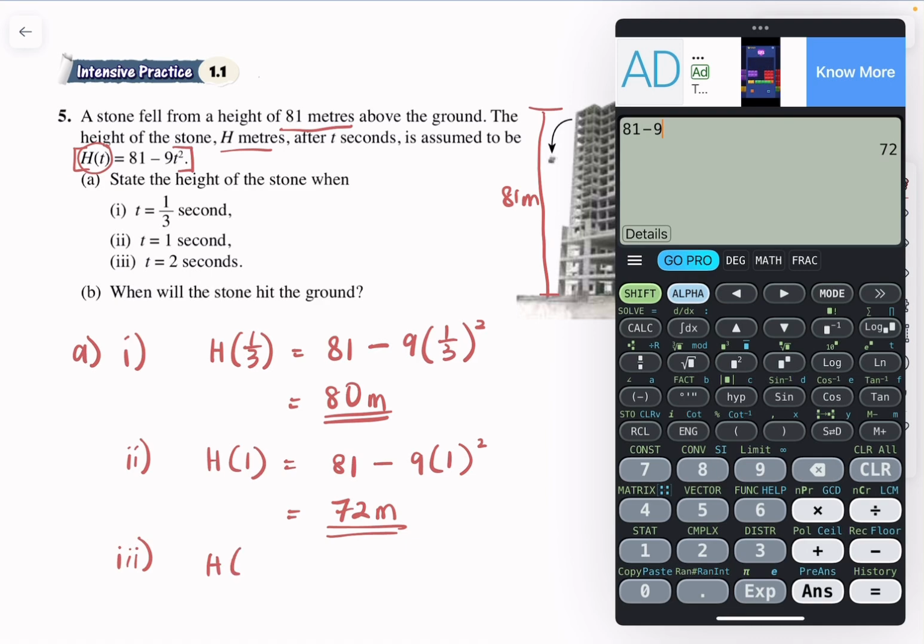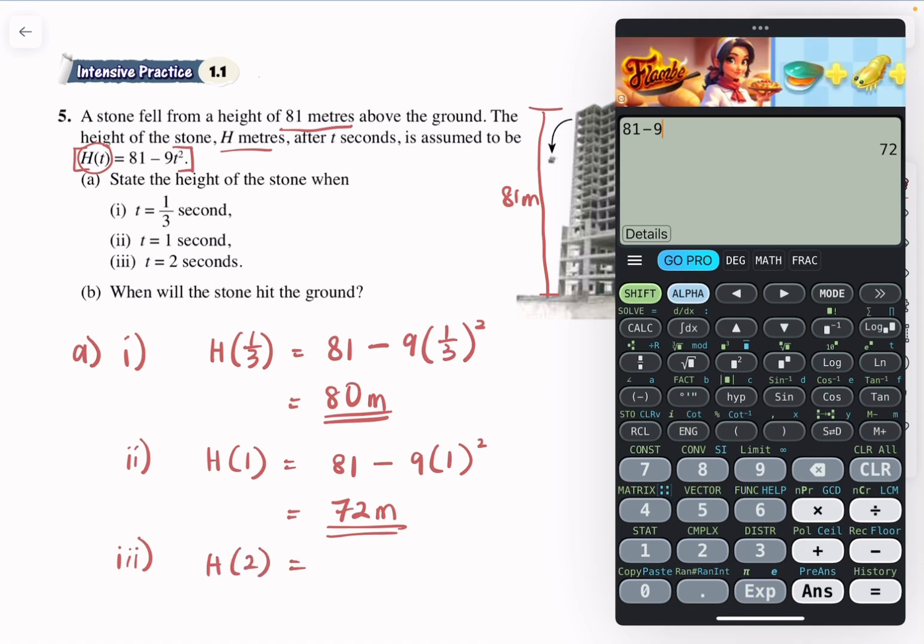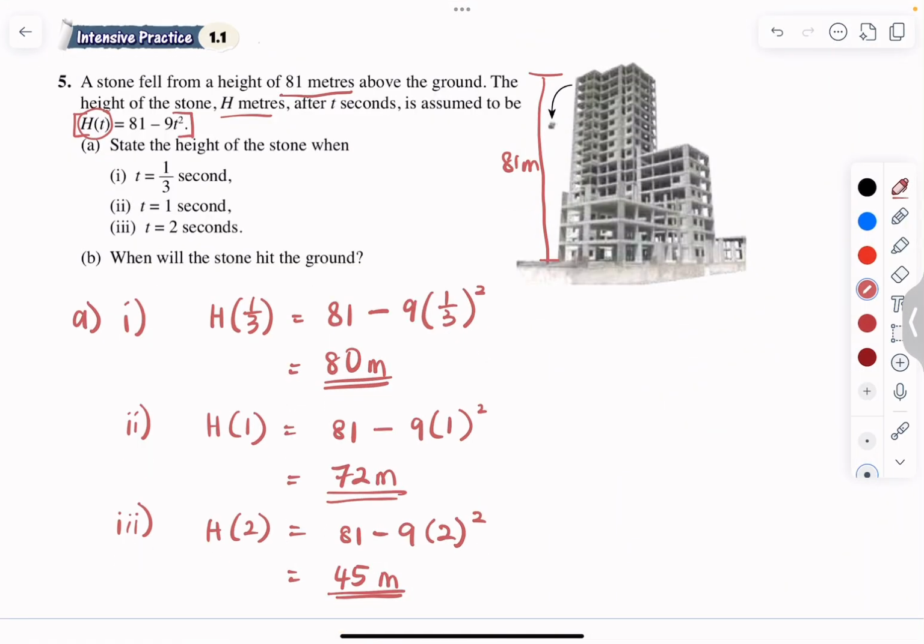Let's see what happens after 2 seconds. Again, you just type this in. We get 45 meters. Alright. That's part A.